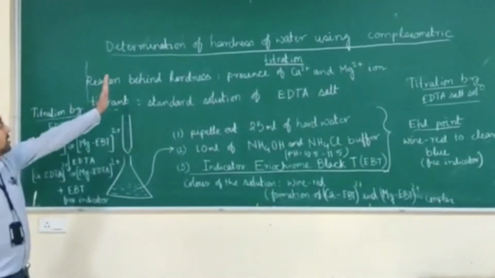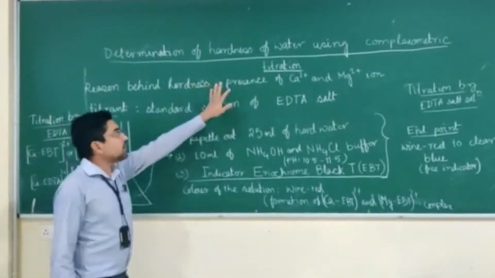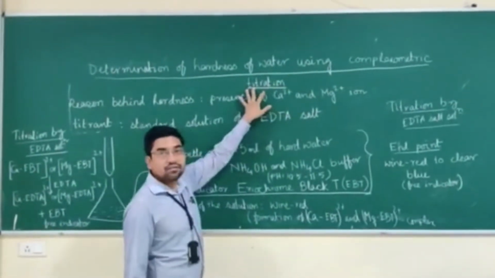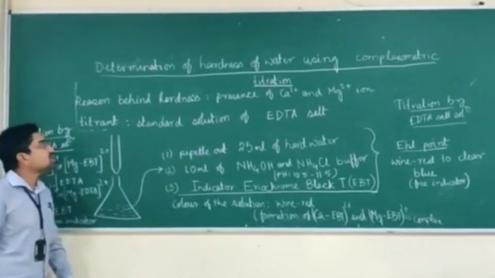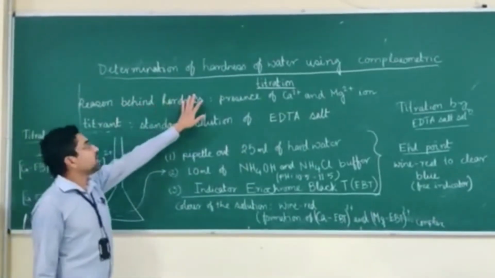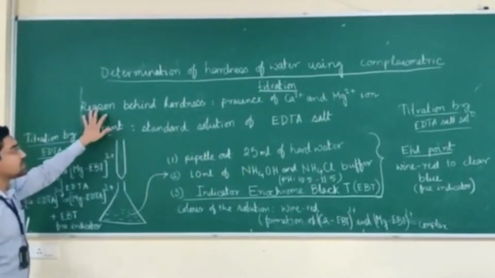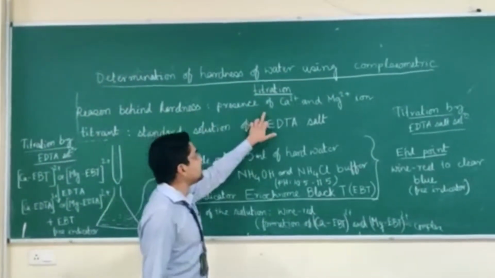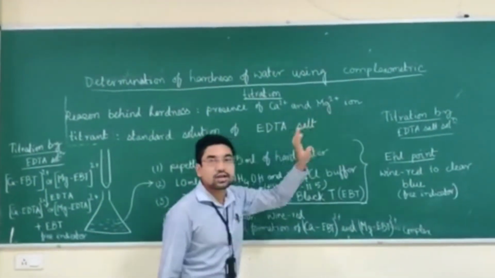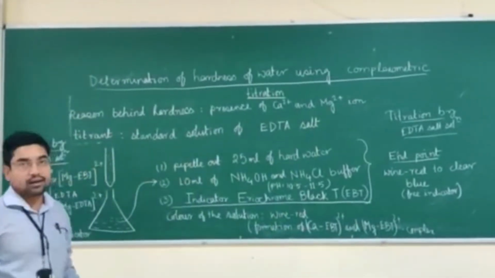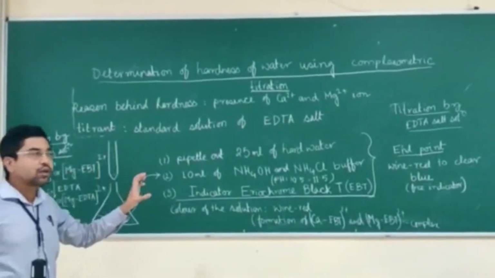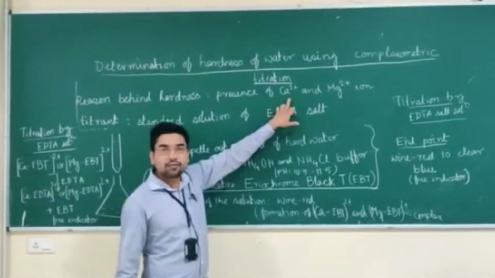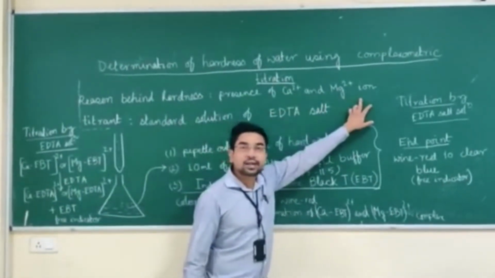So today the name of our experiment is determination of hardness of water using complexometric titration. First of all, as we are determining the hardness, we need to know the reason behind hardness. The reason behind hardness is the presence of calcium and magnesium ions in the water. So our main motivation will be to calculate the cumulative amount of calcium and magnesium ions.